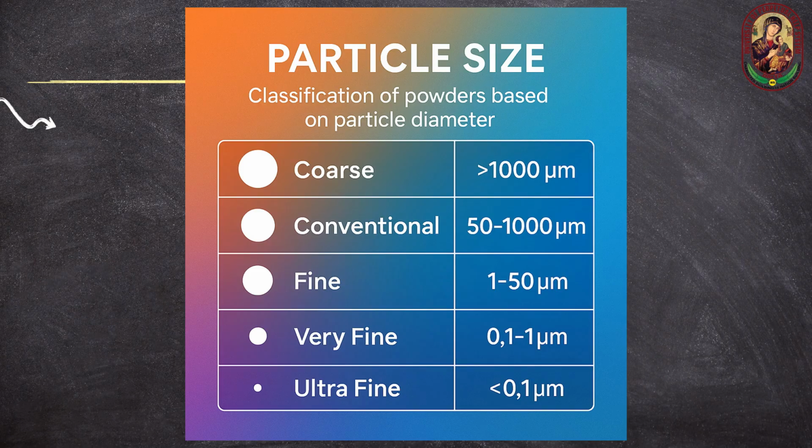Next, fine particles, ranging from 1 to 50 micrometers, which dissolve faster and are often used in suspensions or inhalation products. We also have very fine particles, 0.1 to 1 micrometer, and ultrafine, smaller than 0.1 micrometer, used for highly specialized formulations like aerosols or nanoparticles. Remember, the smaller the particle, the larger the surface area, and the faster the dissolution.